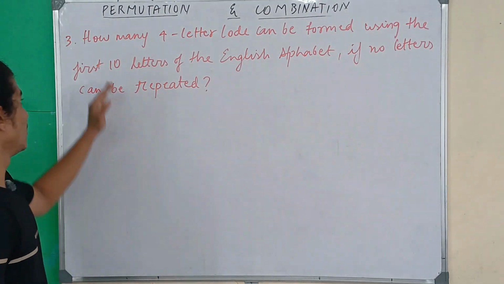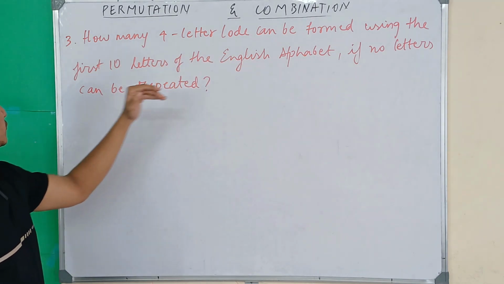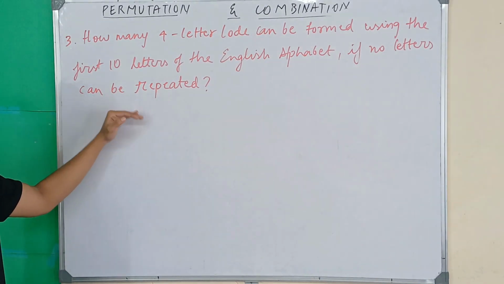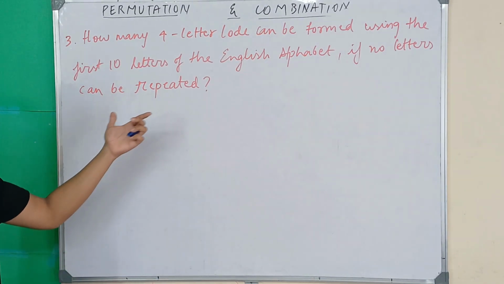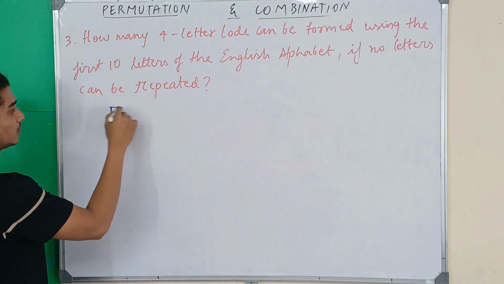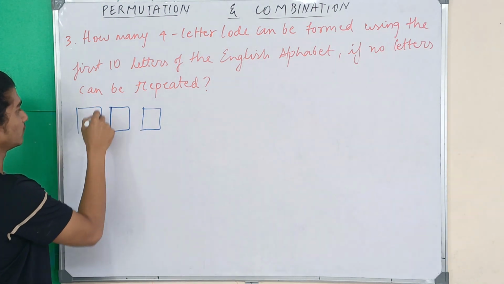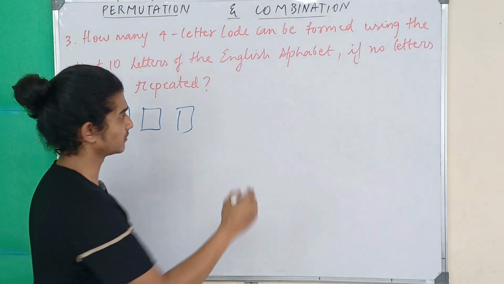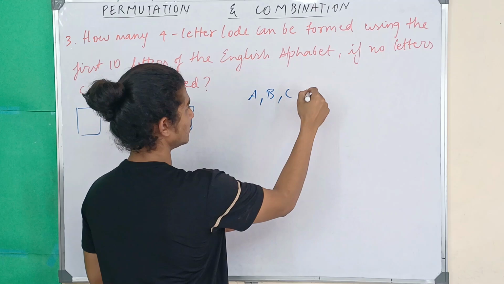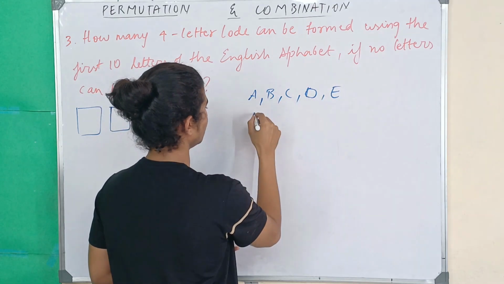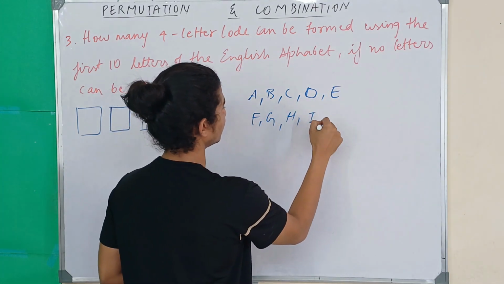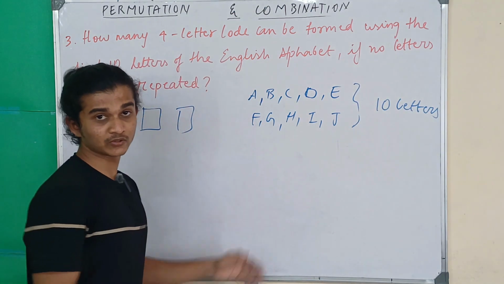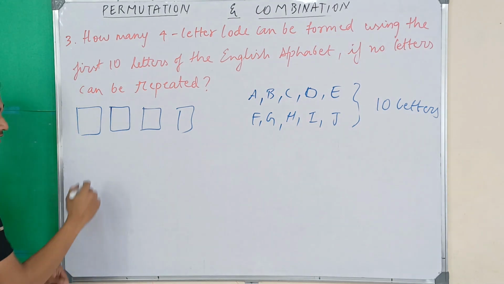So the next one, how many 4-letter codes can be formed using the first 10 letters of the English alphabet if no letters can be repeated? Let us try to solve this. So you have to find a 4-letter code. So let us first put the boxes 1, 2, 3, 4. And what are all the English alphabets allowed for us to use? The first 10 letters, which are A, B, C, D, E, F, G, H, I, and J. So how many letters are there? We have 10 letters. Since repetition is not allowed, we have to consecutively decrease. So in the first box, I can use all 10 letters.